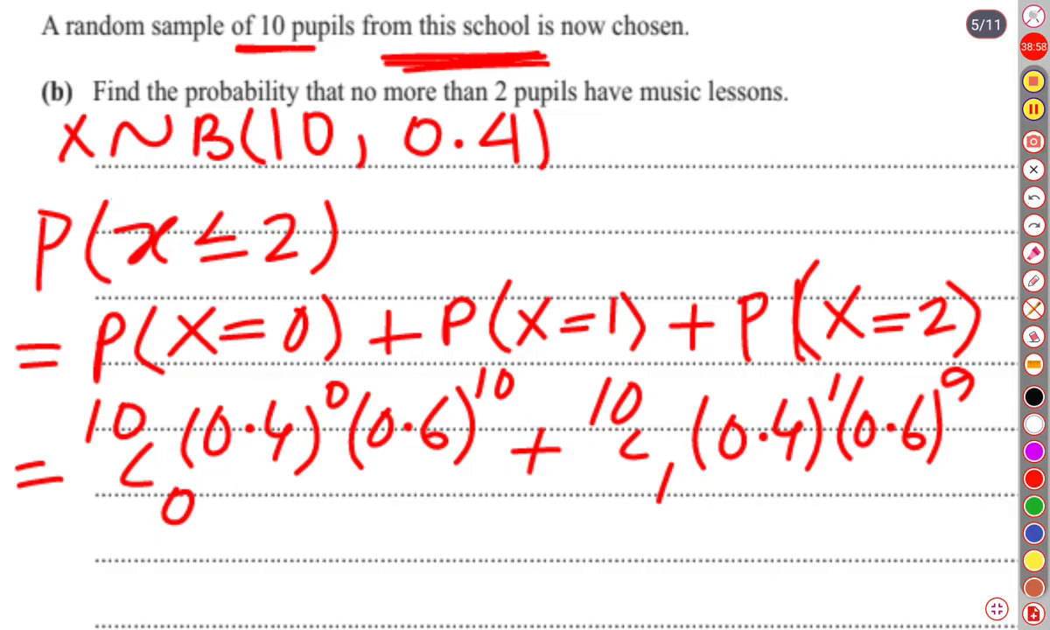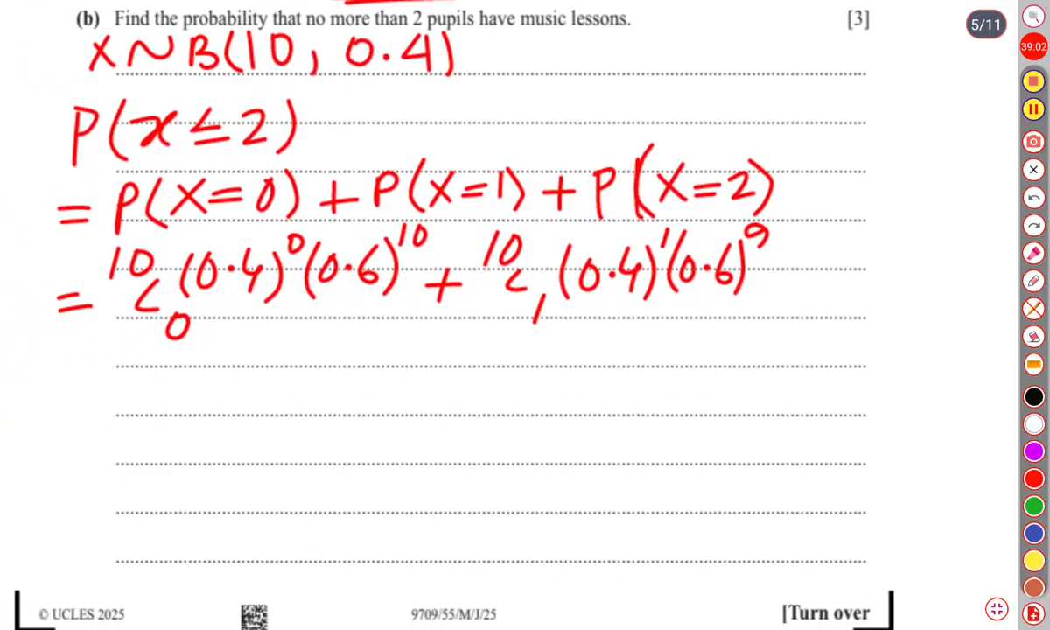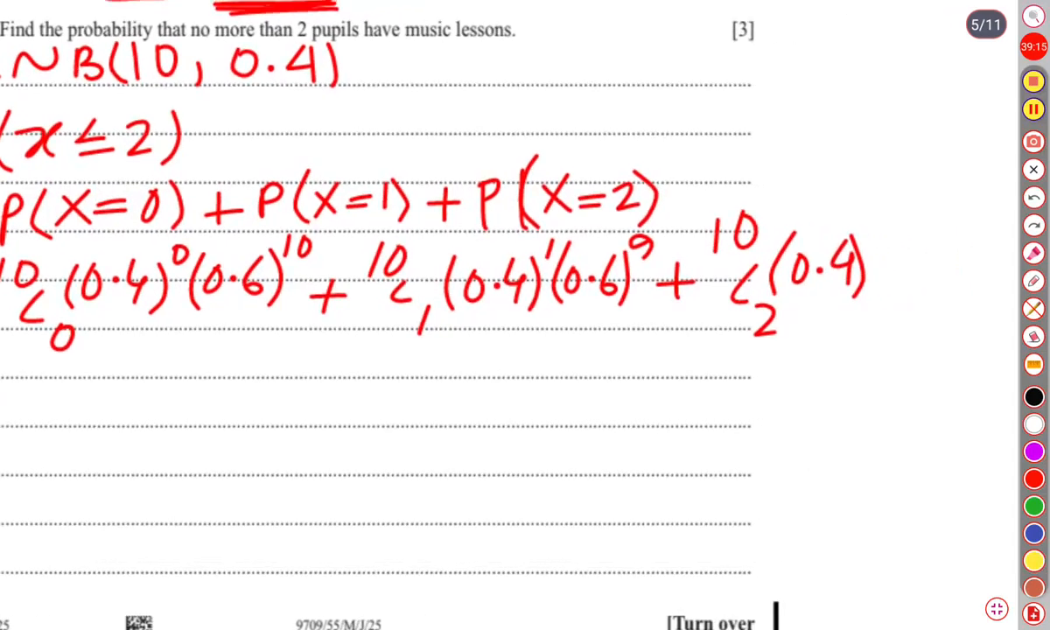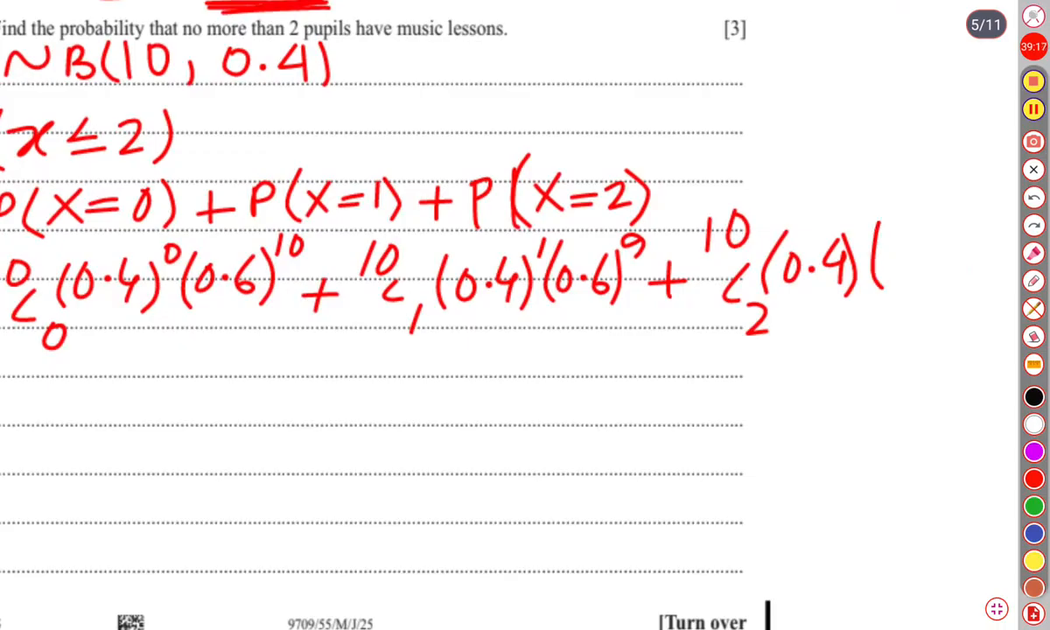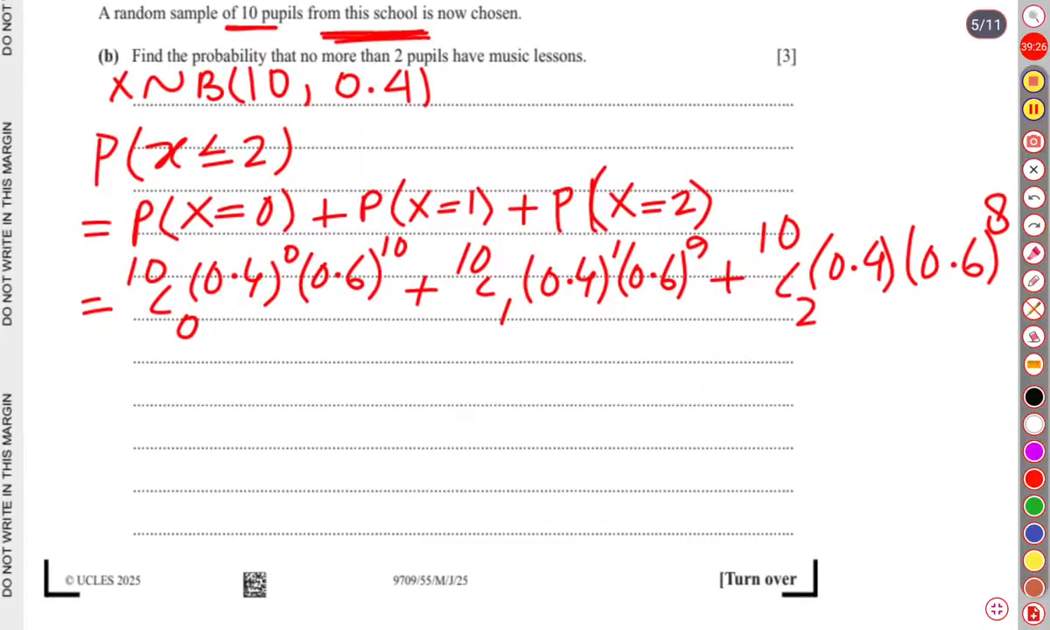After that, let me zoom it in. After that, there may be only two students out of 10 who have chosen music class. So for music class the probability is 0.4. The rest, 8 students, didn't choose music class, so for them the probability is 0.6 raised to 8. Let us do this calculation here.